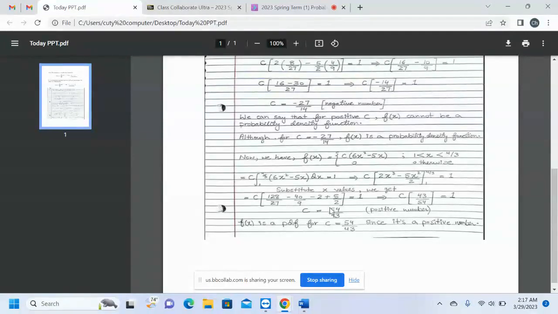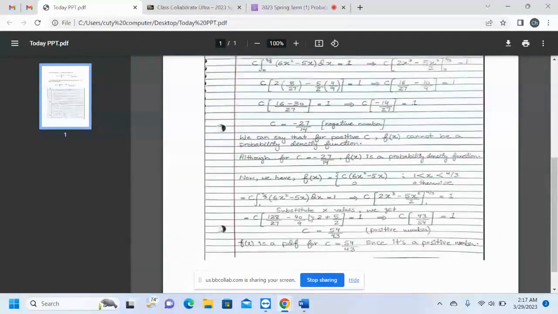After putting in the limits, we get c times 43/54 is equal to 1, and then we get the value of c as 54/43, which is a positive number. So for this part, we can say that this function is a probability density function for the value of c equal to 54/43. Since this is a positive number, it is a probability density function.